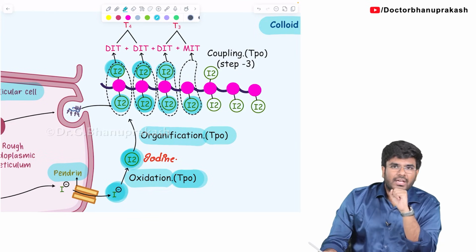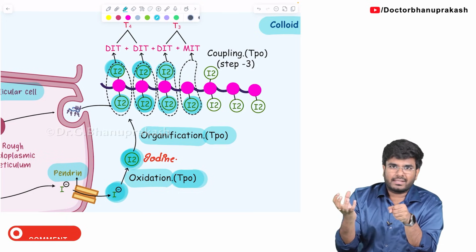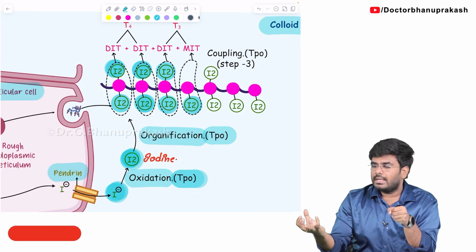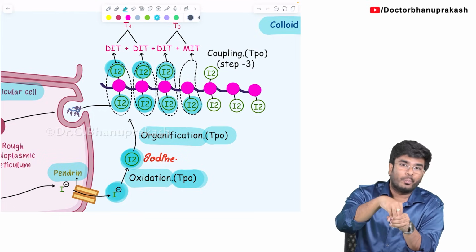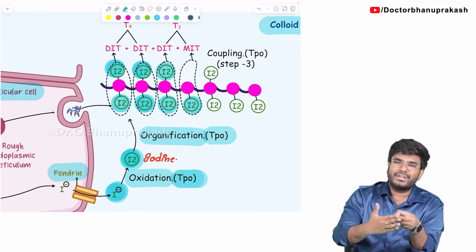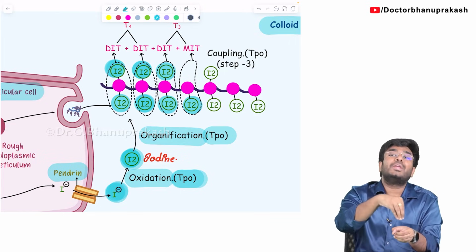So what exactly is this organification of iodine, guys? Organification of iodine means the iodine, which is an inorganic compound, right? Iodine is inorganic. So the iodine is getting incorporated onto a protein called thyroglobulin, which is an organic thing. Proteins are organic. So that's why this process is called organification of iodine.